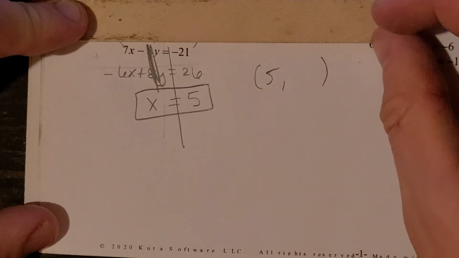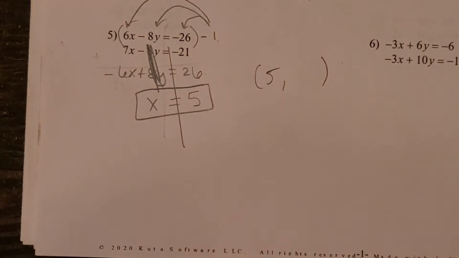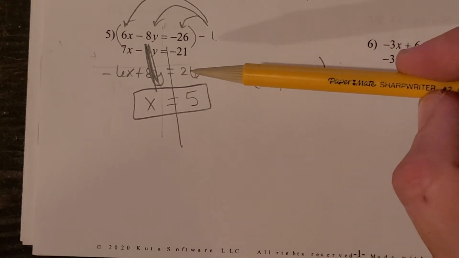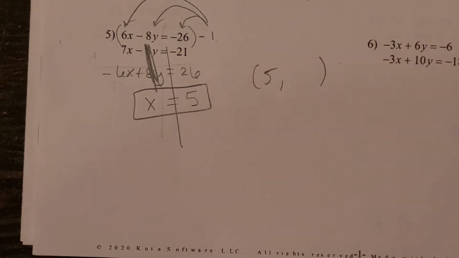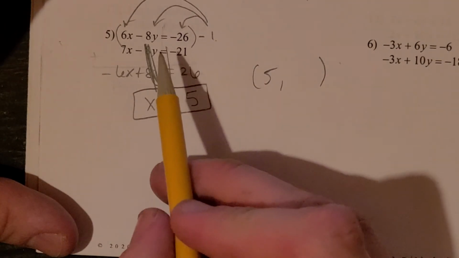Now I'm going to take 5 and I'm going to plug it back in. Trick question. How many places do I have that I could plug 5 back in? You should say 2. No, wrong. 3. My original 2 equations, or if I wanted to, I could plug it back into the new equation that I made. Do I need to? No, but those are all my options. Just for fun, let's plug it into the top one.